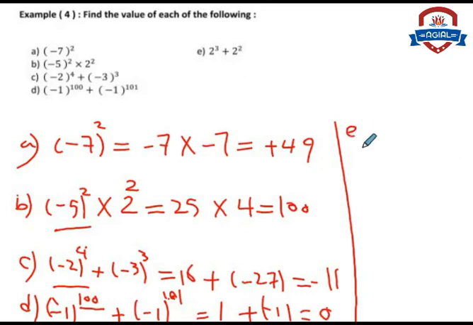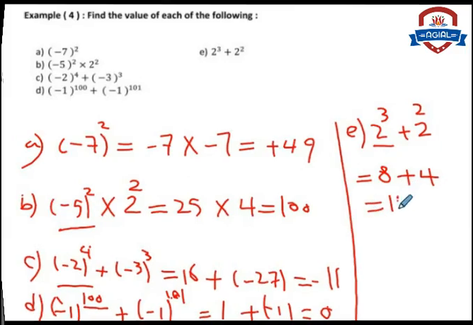Letter E. 2 to the power of 3 plus 2 to the power of 2. So 2 to the power of 3 equals 8, plus 2 to the power of 2 equals 4. So 8 plus 4 equals 12.